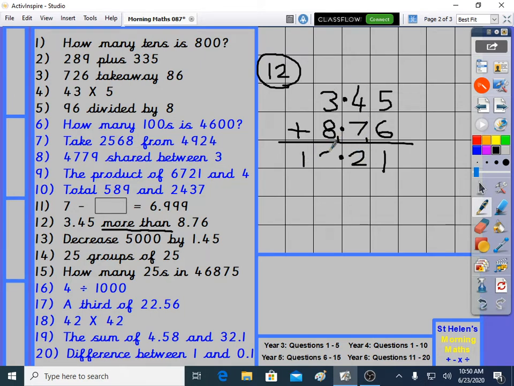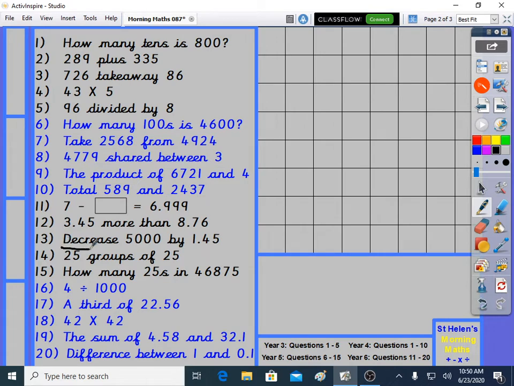I think we get 12.21. 3 and a bit plus 8 and a bit is 12 and a bit. 3 plus 8 is only 11, but this carried one made it go up to 12. 12.21. And we're on question 13. Decrease. Decrease means going down, and the lining up's going to be a bit tricky here. Decrease is take away. So it's going to be a takeaway.